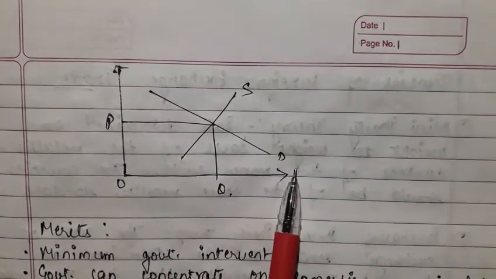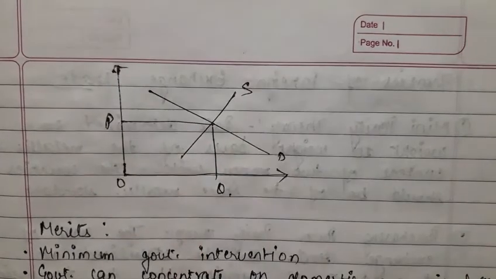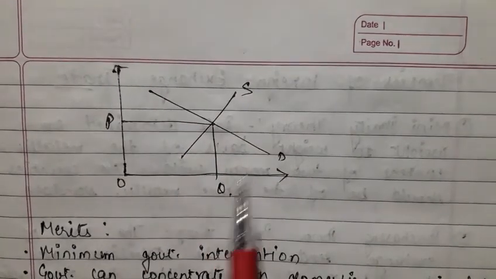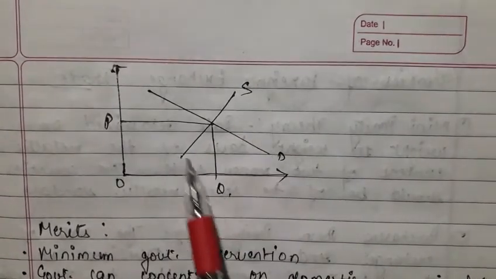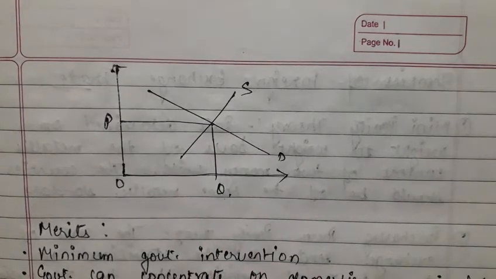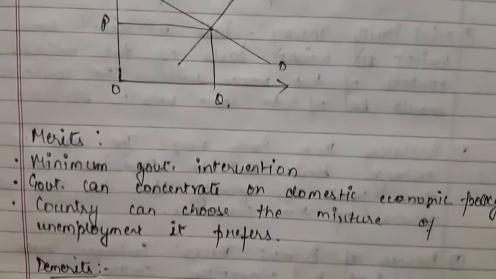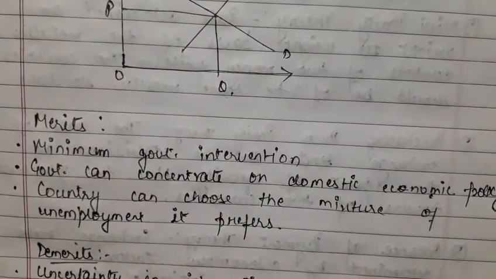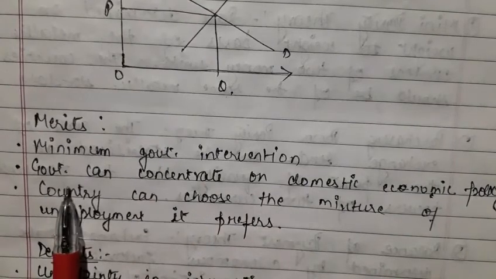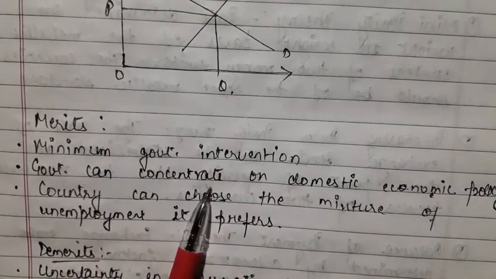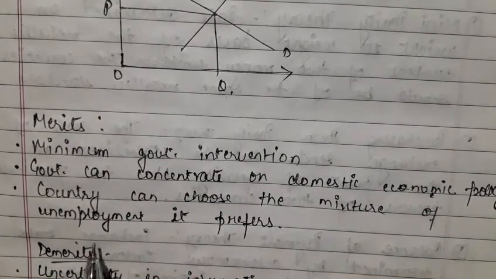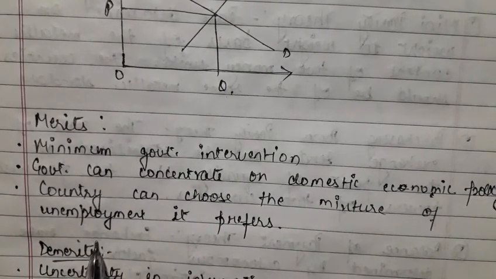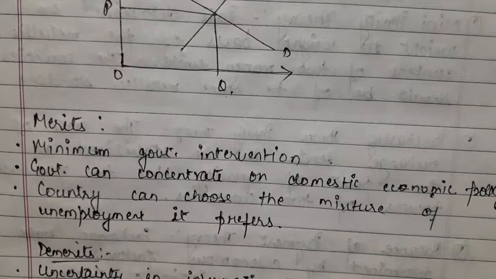This is the demand graph which is downward sloping, and this is the supply graph. So this is the equilibrium point, and when they move, suppose the price is getting higher, then the demand moves this way, or the supply moves, but again they have to come to this equilibrium point. Now the merit of this is that the government intervention is very less, so the government gets time and can concentrate on other things, like domestic economic policy. Then the country can choose the mixture of unemployment and price it prefers. It means it can decide how much export and import it wants to do. Such things can be decided.